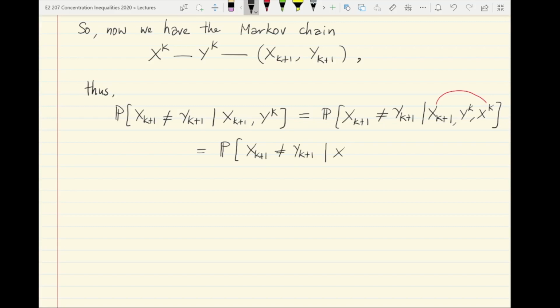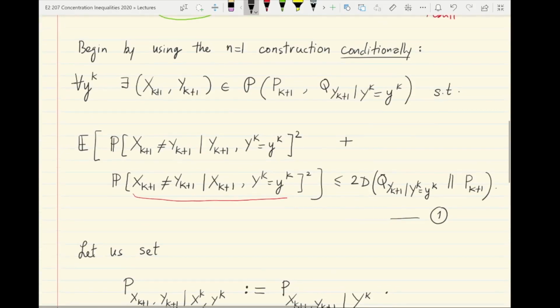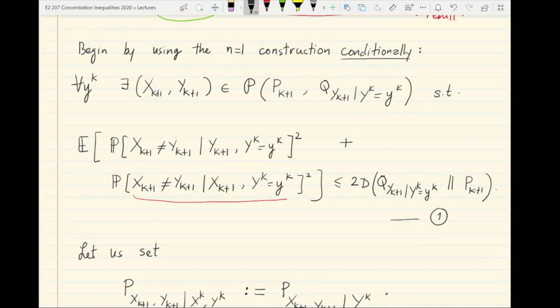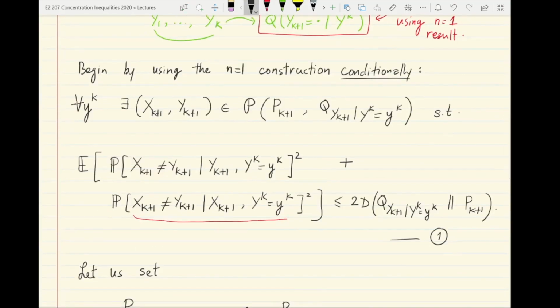Given x1 through k plus 1 with y1 through k. So let's record this as statement 2. So we are just analyzing the terms in this n equal to 1 inequality. Okay. Now let's come to trying to prove.